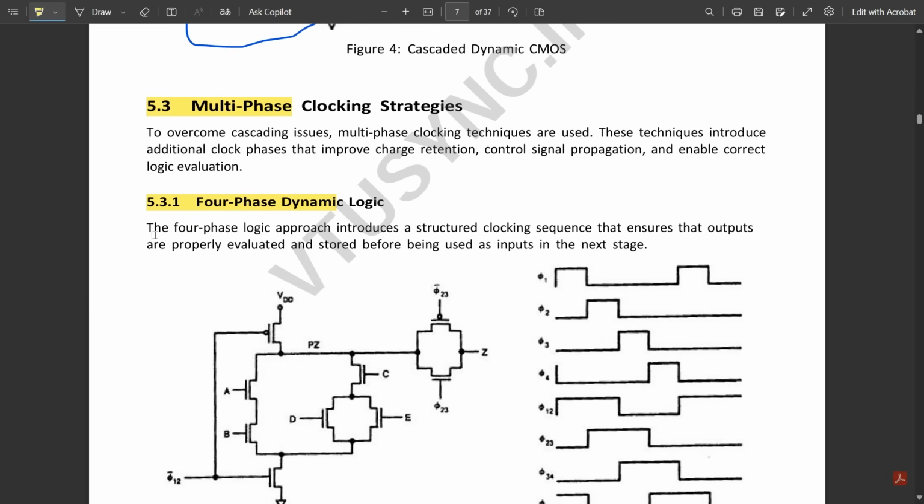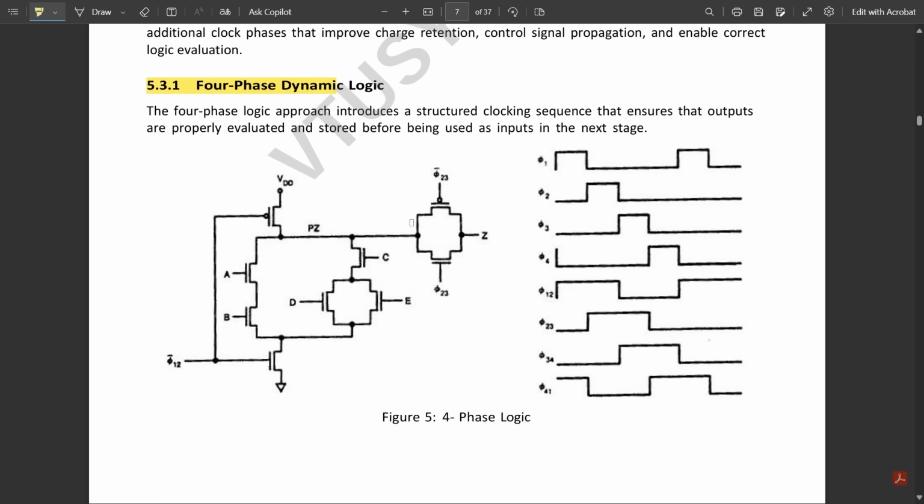First is four phase. The four phase dynamic logic approach introduces a structured clocking sequence that ensures that outputs are properly evaluated and stored before being used as inputs in the next stage. So this is one main feature of the four phase, that is, the structured clocking sequence, which consists of four phases, ensures that outputs are properly evaluated in each phase so that the flow of signal would be in a sequential manner, and the output would be correct based on the inputs provided. So this is the four phase dynamic logic circuit.